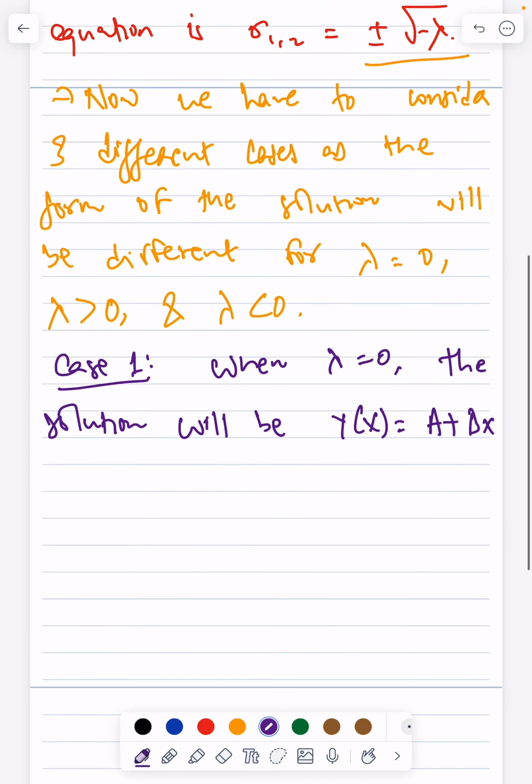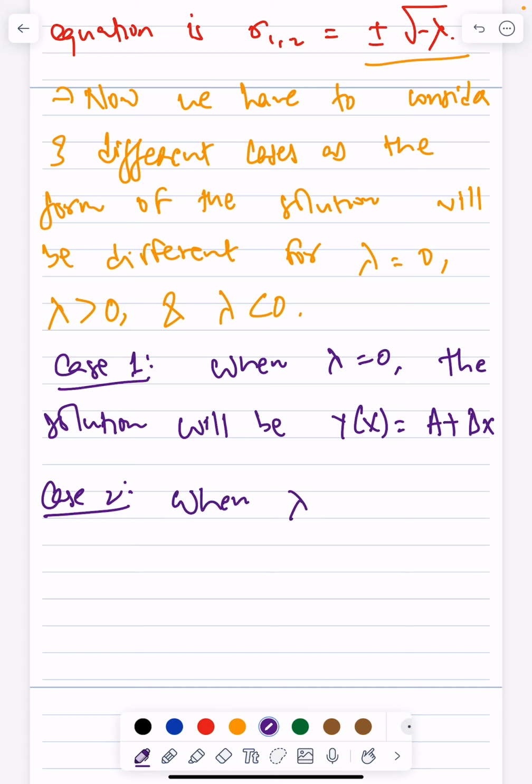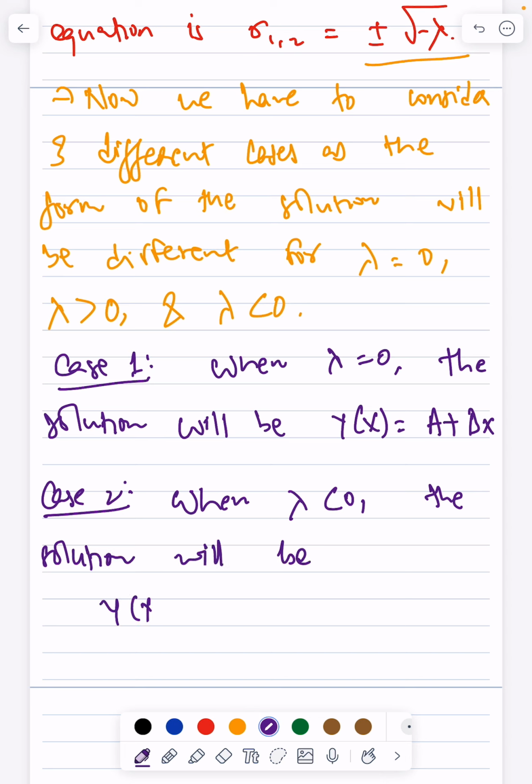When lambda is less than 0, the solution will be a e to the power of negative square root of negative lambda x plus b e to the power of square root of negative lambda x, right?